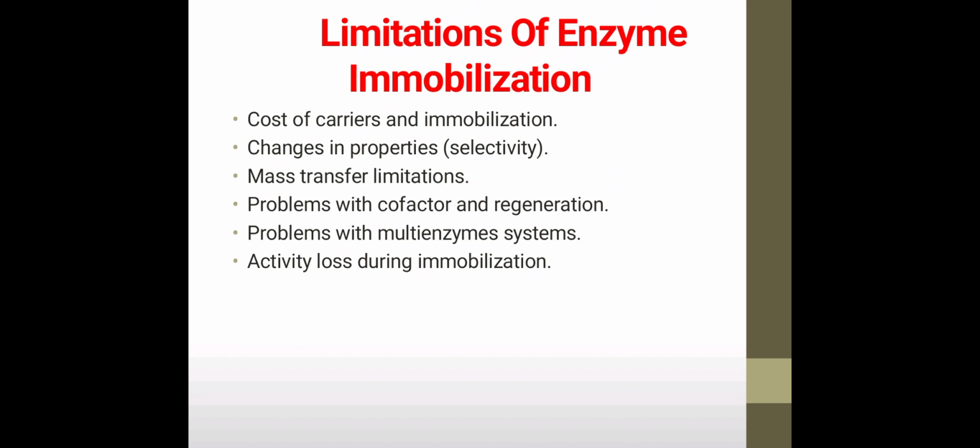And now we will see the limitations of enzyme immobilization. The cost of carriers and immobilization is a major criterion. So cost wise we have to consider. Next one, changes in properties, that is selectivity. So selectivity is also very important. If there is any modification or change in the selectivity, it is not good. Then mass transfer limitations are there, problems with cofactor and regeneration are there, and also problems with multi-enzyme systems are there, and activity loss during immobilization may also play a major role.